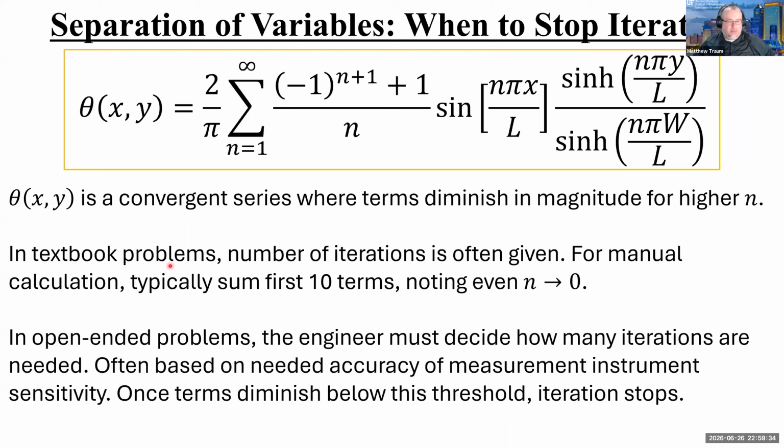So in textbook problems, they'll usually tell you the number of iterations that they want you to carry out. And the reason for that is because some automated grading system needs to check your answer. And so you go long enough that you get an answer that's close enough, and the automated grading system says, that's awesome, check. For manual calculation, it's sort of up to you as the engineer solving the problem. But you typically will take the first 10 terms, for example, noting that all of the even values of n give you 0, at least for this formulation. And so really you're just taking the first 5 terms that have some non-zero numerical value.